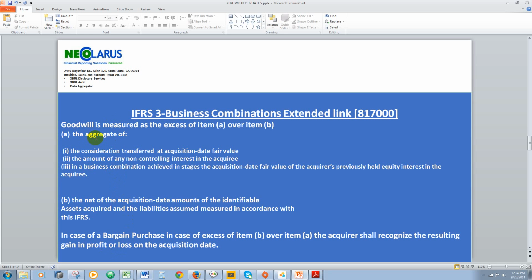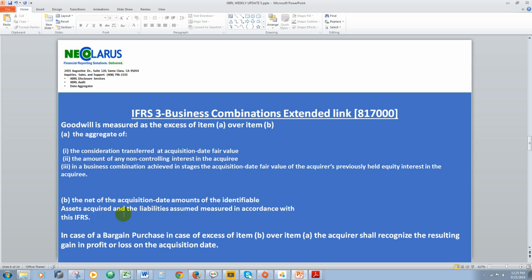So item A is basically the aggregation of the consideration transferred at acquisition date fair value, the amount of any non-controlling interest in the acquiree in a business combination achieved in stages, the acquisition date fair value of the acquirer's previously held equity interest in the acquiree. And item B is basically the net of the acquisition date amounts of the identifiable assets acquired and the liabilities assumed measured in accordance with IFRS.